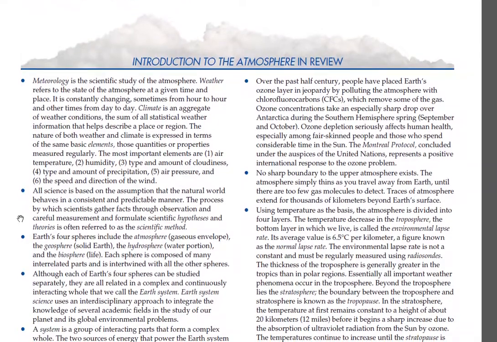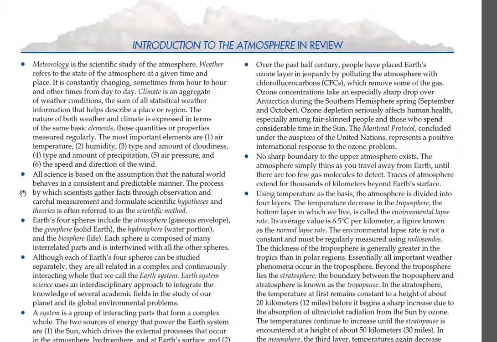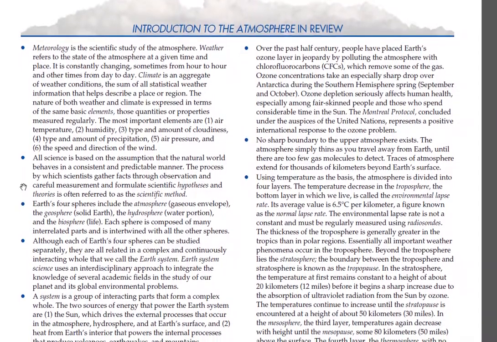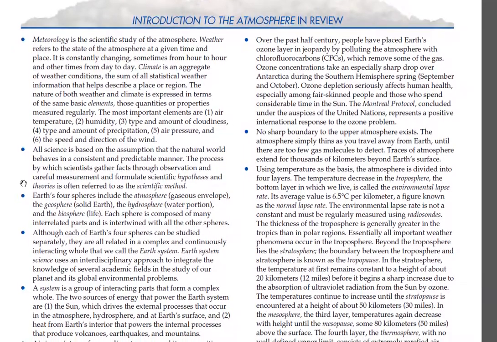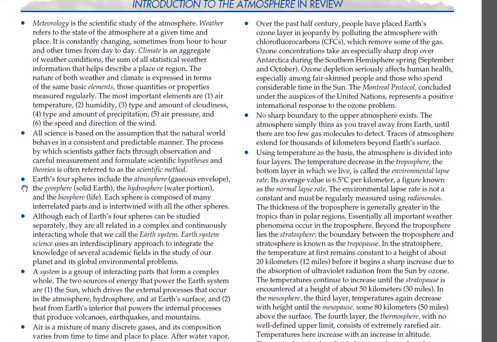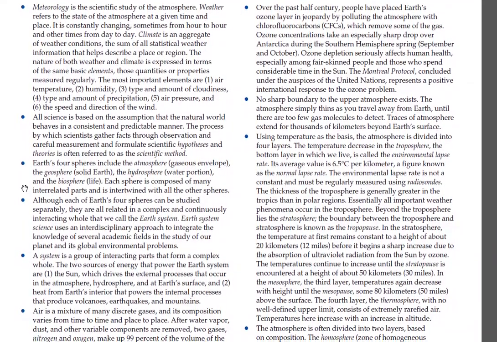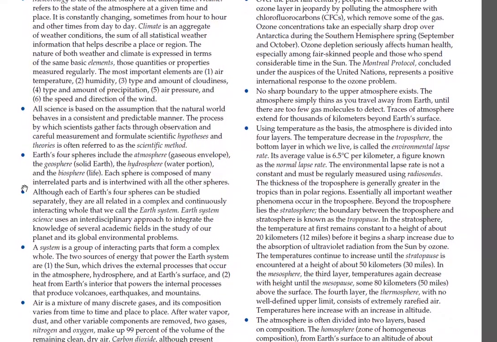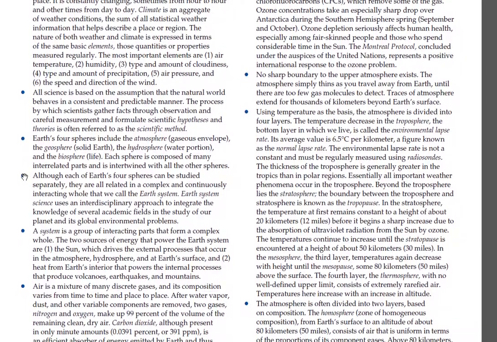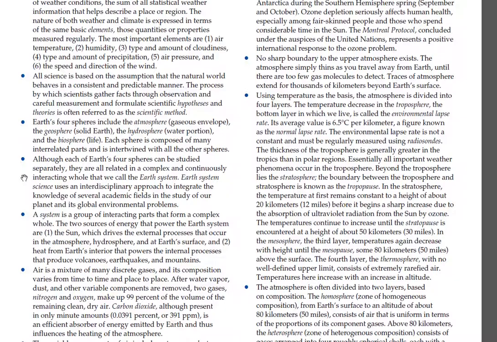All science is based on the assumption that the natural world behaves in a consistent and predictable manner. The process by which scientists gather facts through observation and careful measurement and formulate scientific hypotheses and theories is often referred to as the scientific method. Earth's four spheres include the atmosphere (gaseous envelope), the geosphere (solid Earth), the hydrosphere (water portion), and the biosphere (life). Each sphere is composed of many interrelated parts and is intertwined with all the other spheres. Although each of Earth's four spheres can be studied separately, they are all related in a complex and continuously interacting whole that we call the Earth system.